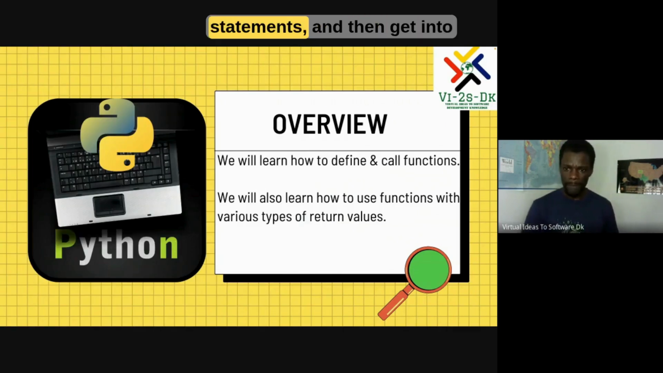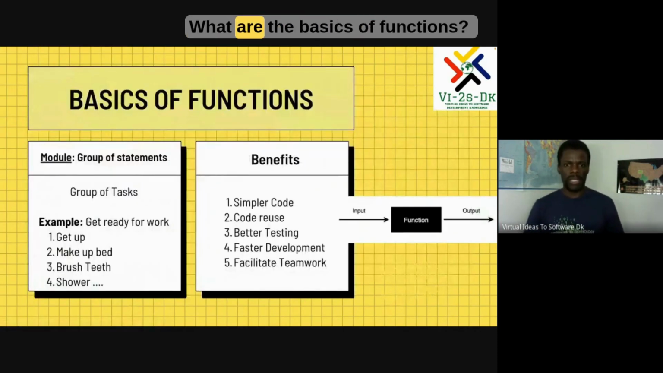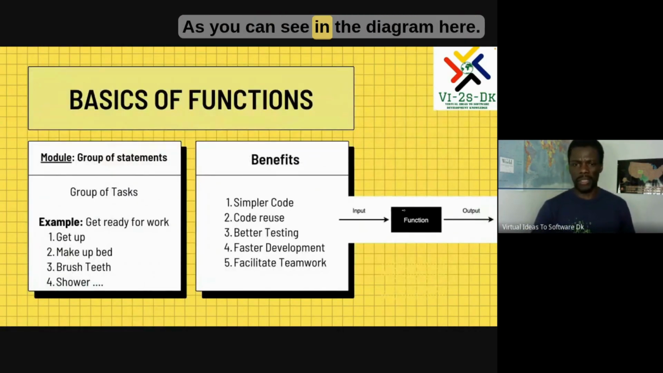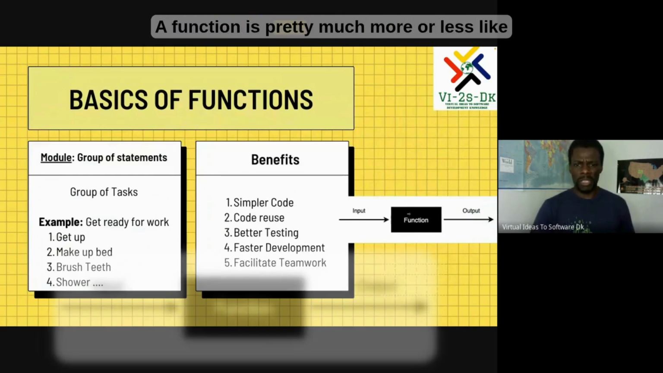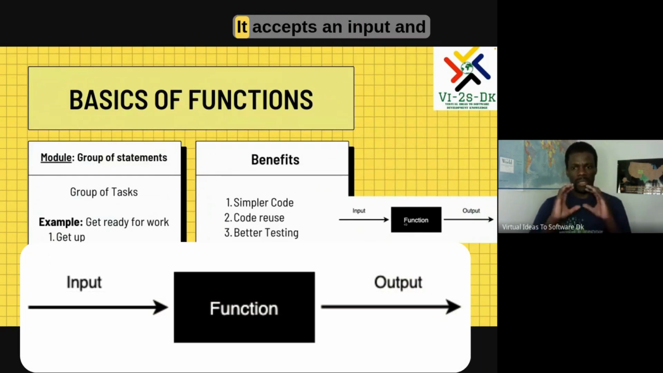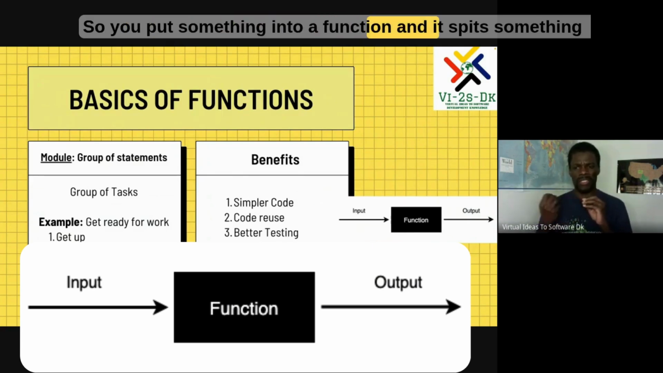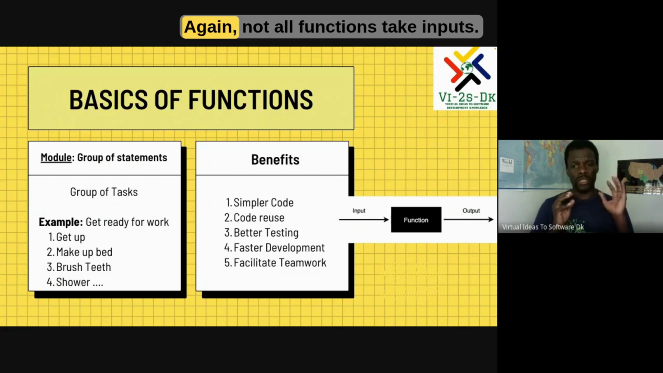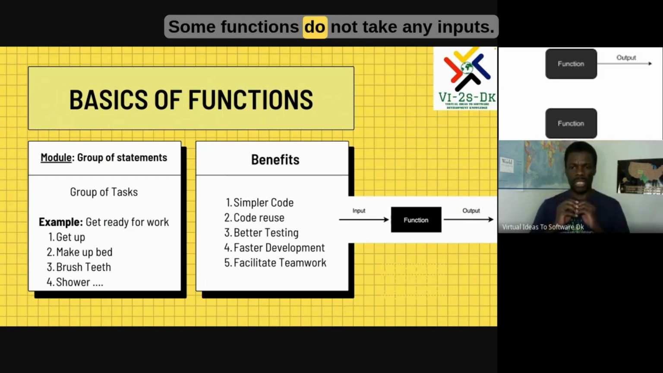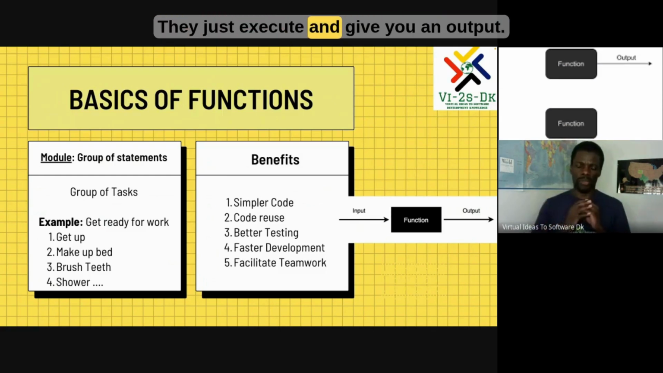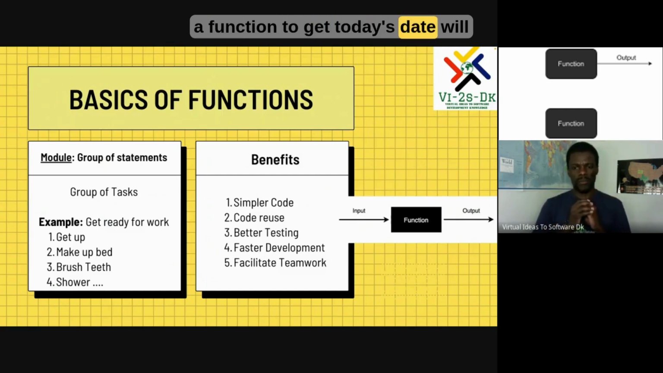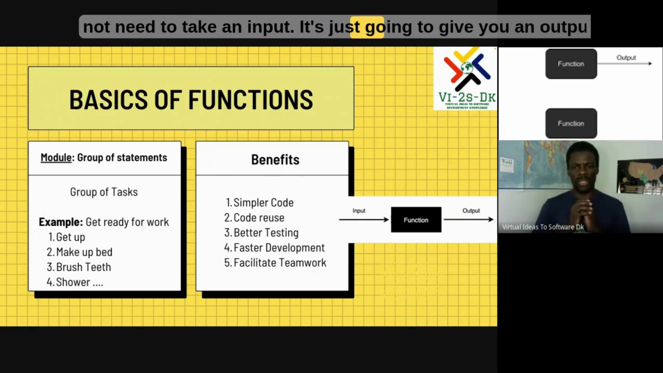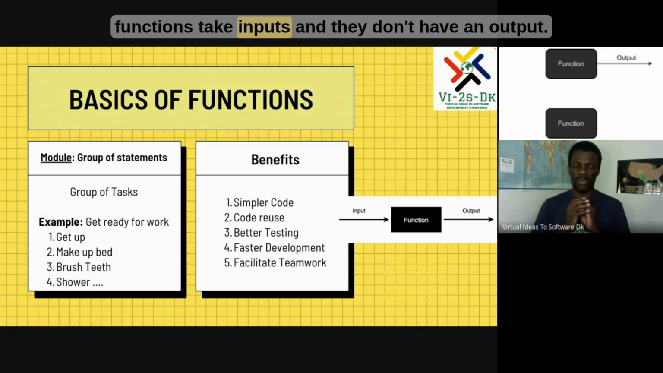All right. So let's dive right in now. What are the basics of functions? As you can see in the diagram right here, the function is more or less like a black box, right? It accepts an input and gives you an output. So you put something into a function and it spits something else out. Again, not all functions take inputs. Some functions do not take any inputs, they just execute and give you an output. For instance, a function to get today's date will not need to take an input, it's just going to give you an output. In other cases, functions take inputs and they don't have an output.